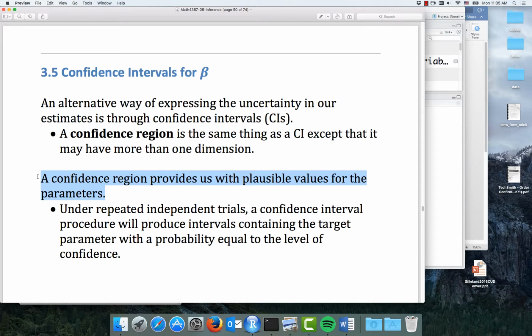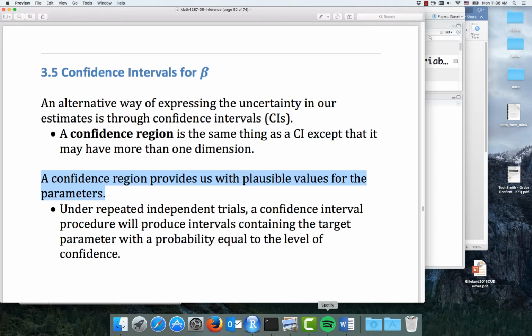And so when we're talking about confidence intervals, we're not talking about the probability a specific interval contains a target parameter, but the probability that a set of intervals would contain the target parameter, where each confidence interval is constructed from an independent set of data.